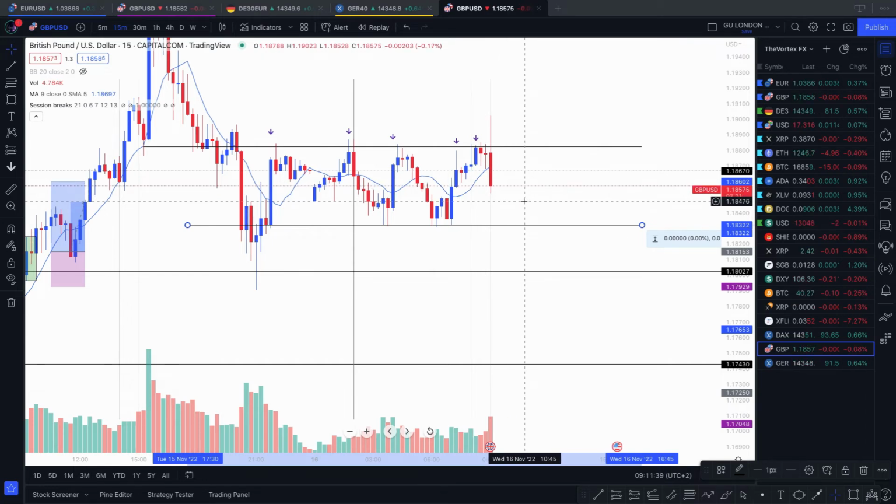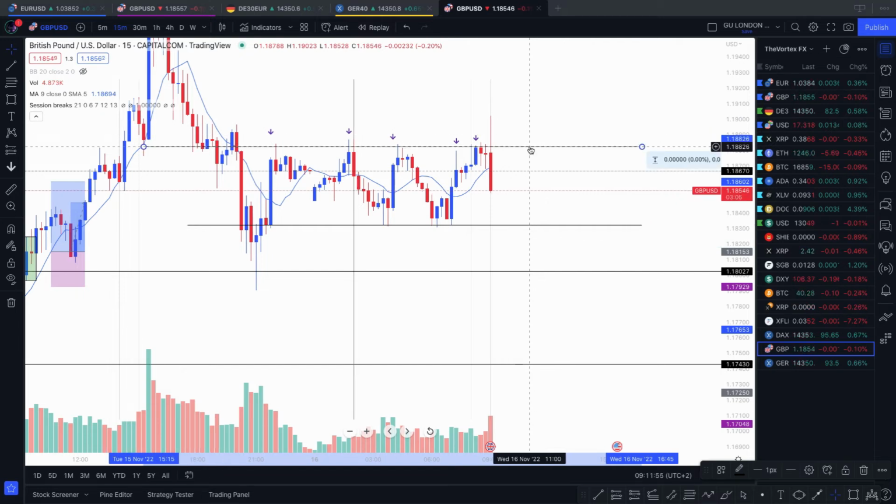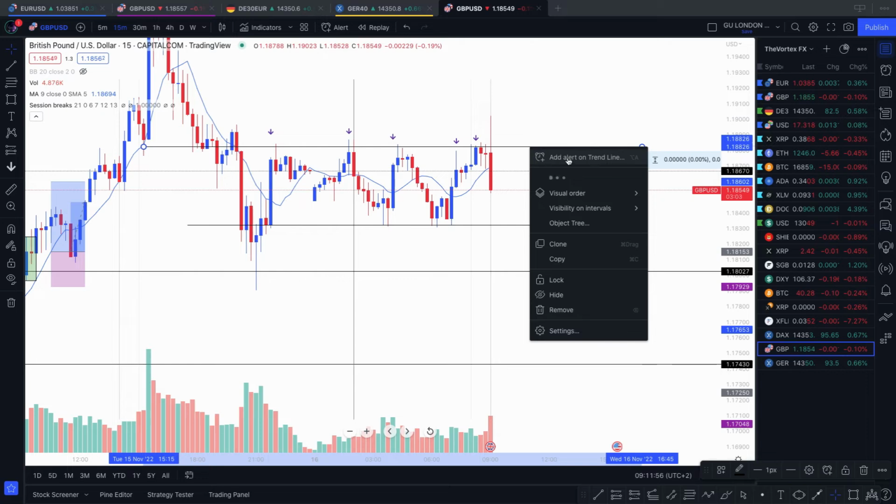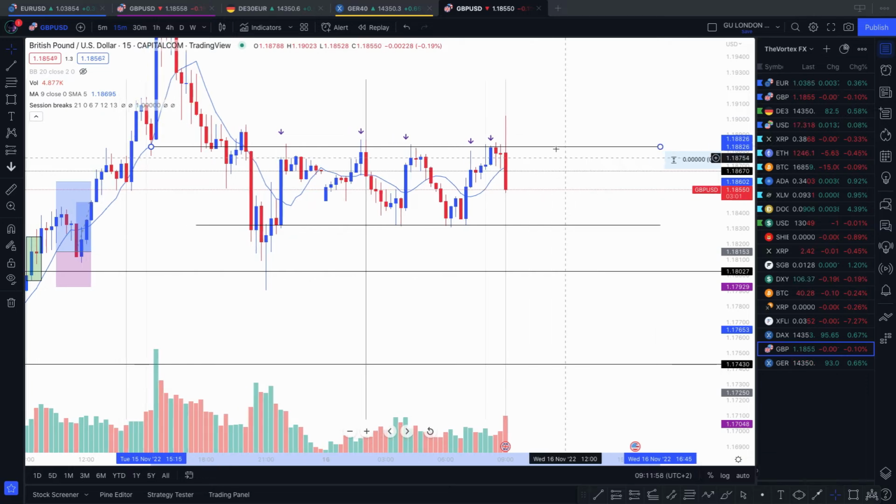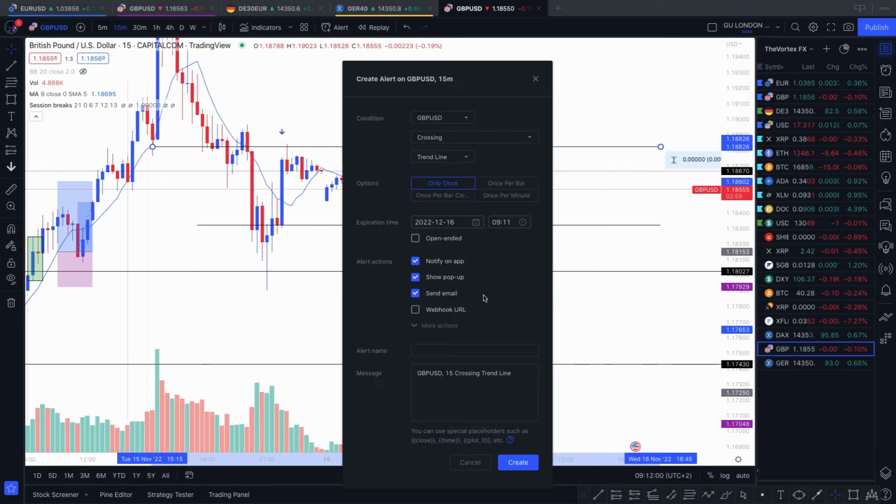However, I will be watching this, because in the next few candles, if we see the moving average come like this and slowly trend higher, and if we see a nice break above this resistance, with the candle that closes very close to its high, this will be my entry. So what I'm going to do now is add an alert on the trend line, and this alert is going to tell me when price pushes past it.